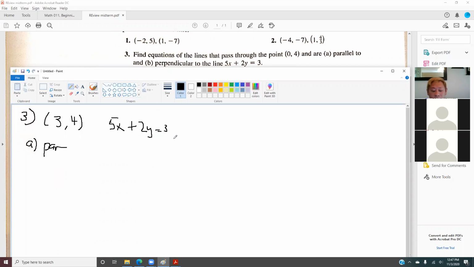Parallel to this. Anyone? Is it in your test this week? We use y minus y1 equals m times x minus x1. Yep. But my question is, what is your m here? This is your x1, this is your y1. What is your m? Yep, this is the right formula.